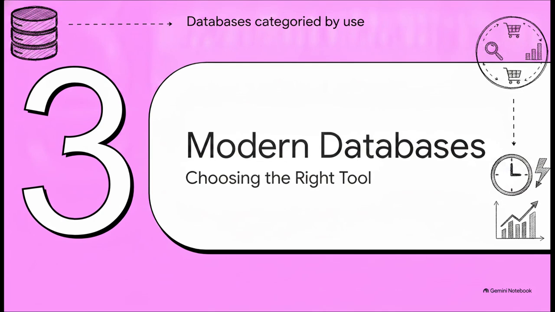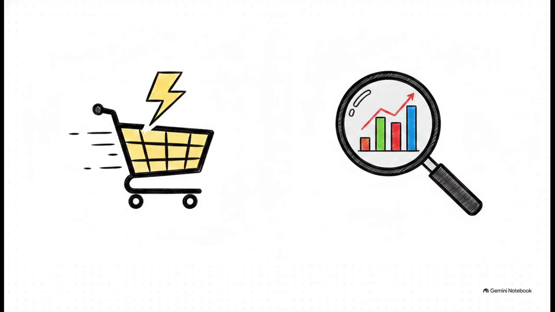Section 3. Types of modern databases. Choosing the right tool. With the DBMS defined, it's really important to recognize that not all databases do the same job. We categorize them based on how they're used and the time sensitivity of the information. This is a massive exam focus, so definitely pay close attention here. We generally divide databases into 2 main usage categories.